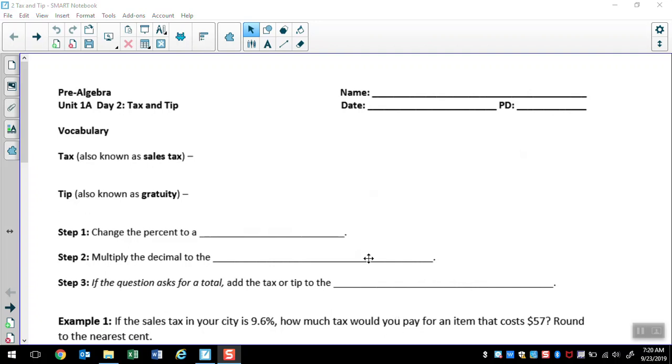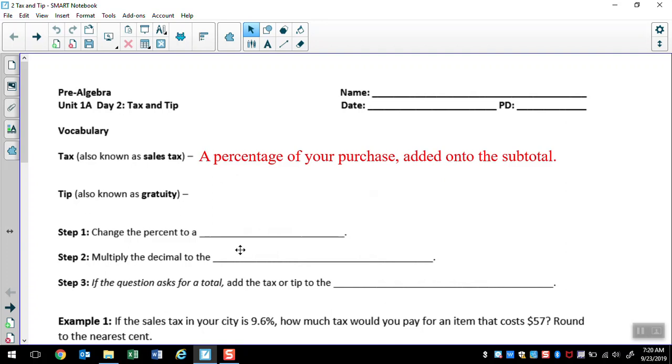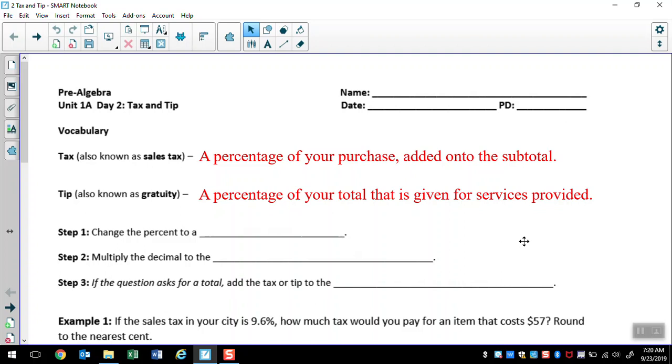Hi everyone, today we're going to be talking about tax and tip. Tax, also known as sales tax, is a percentage of your purchase added on to the subtotal. Tip, which is also known as a gratuity, is a percentage of your total that is given for services provided.